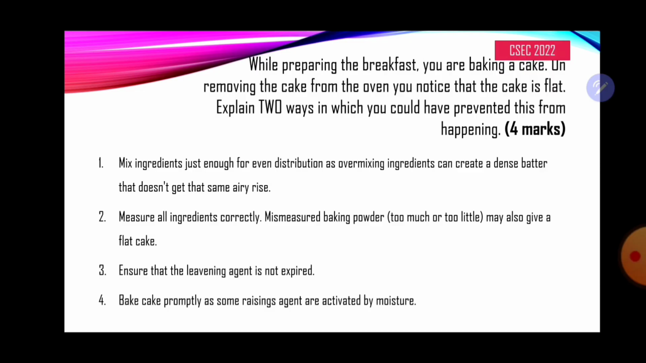And 4, bake cake promptly, as some raising agents are activated by moisture. So once you're finished with the batter, you pour it in your prepared bake pan. You don't leave it on the countertop, right? You go ahead and bake it in the oven to get your maximum volume, right? Because some baking powder or raising agents are single acting and they start to react when liquid is added and moisture is introduced.